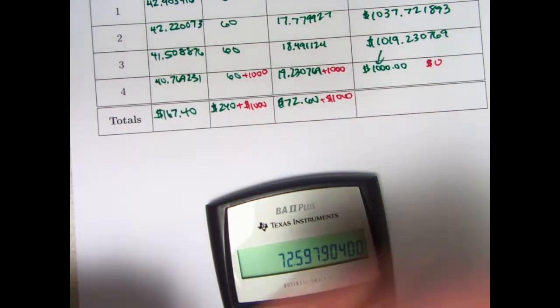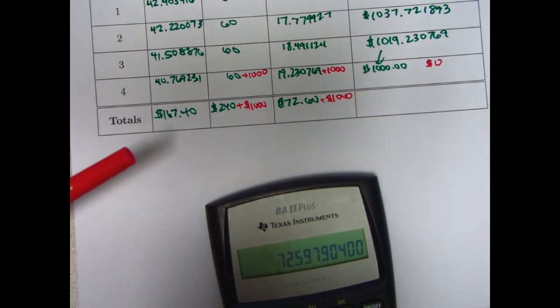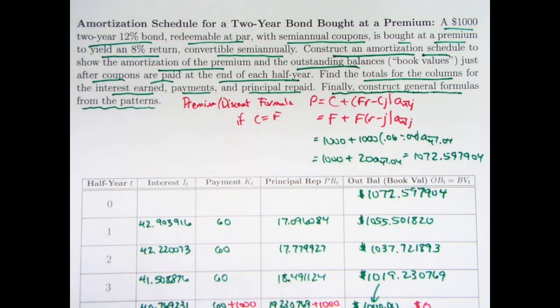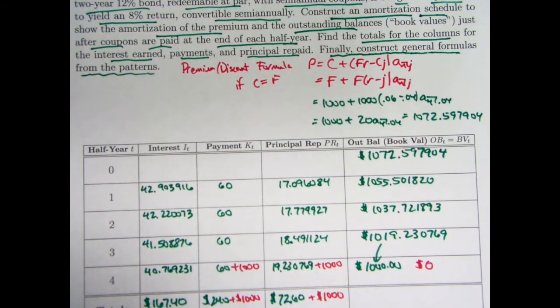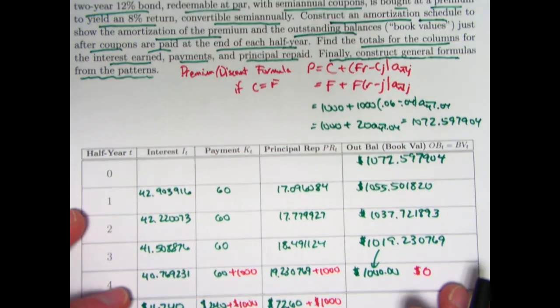And that concludes the first part of this video. All right, we're on to the second part of the video about the amortization schedule for a 2-year bond bought at a premium, where we're going to take this amortization schedule that we see here and think about it in terms of general formulas and try to confirm that the general formulas do give us what we see here.